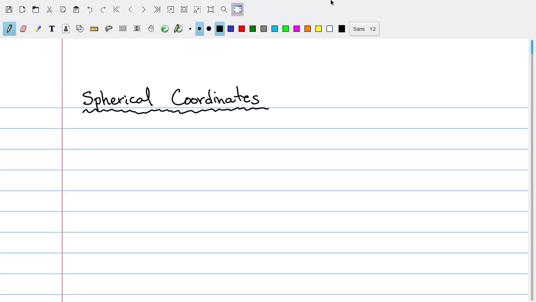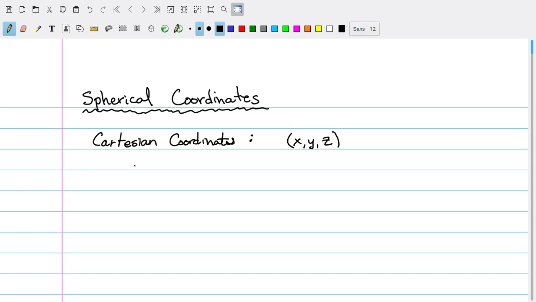Our topic for today is spherical coordinates. With spherical coordinates, we describe yet another way to represent the position of points in three-dimensional space. Of course, we already know two other ways to represent points in three-dimensional space. The first of which is Cartesian coordinates. Here, the position of a point is described by a triple of values x, y, z. And this is probably the coordinate system that we're most familiar with.